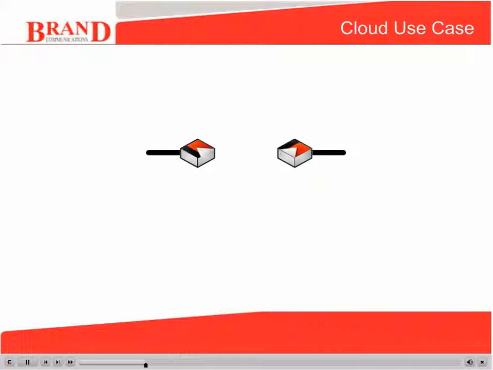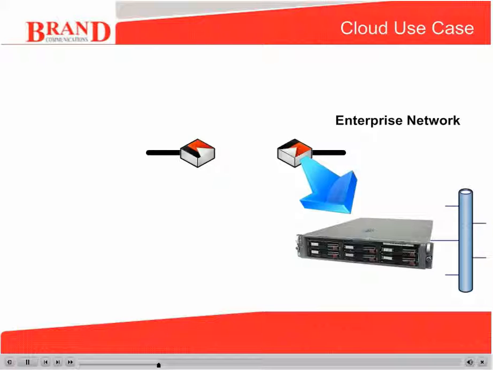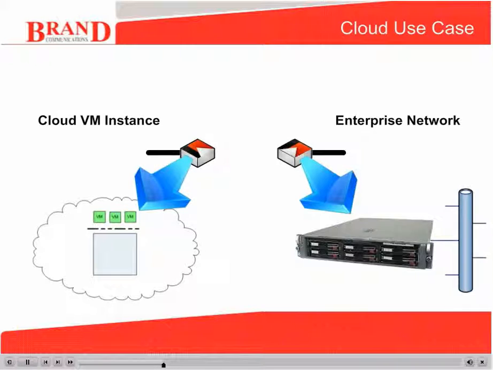This use case will focus on a hybrid cloud architecture connecting public cloud instances to enterprise networks using a virtual wide area network delivered by Apollo, a software-based virtual wide area networking platform from Brand Communications. In this use case, Apollo server software is deployed at the edge of an enterprise LAN. The Apollo client software is installed onto a virtual machine image within a managed cloud architecture.